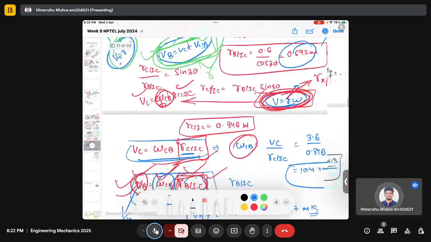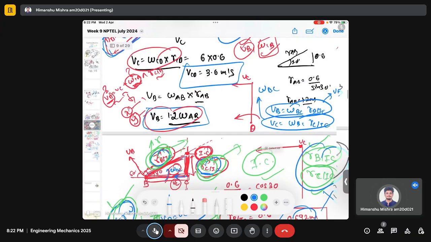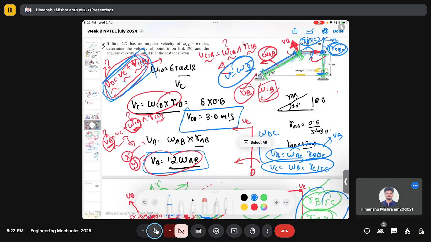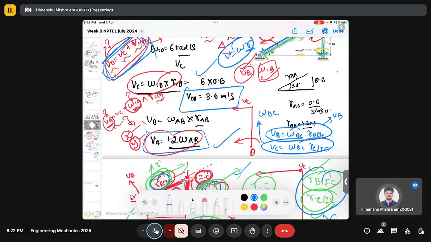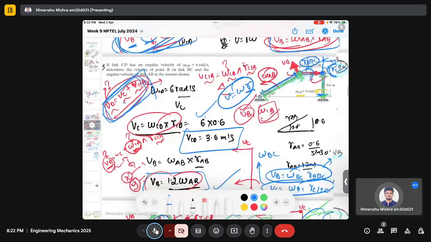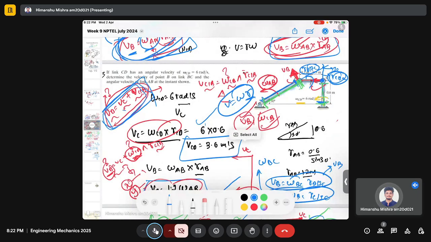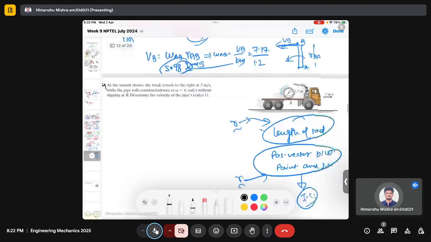And in this problem, we discussed this problem by both the methods. Even though I have written down all these steps for the instantaneous center method, after solving this problem, when I revised, I briefly discussed it without the instantaneous center method also, where we have to use this relation and this length as a position vector, this length as another position vector. So let's solve another problem.